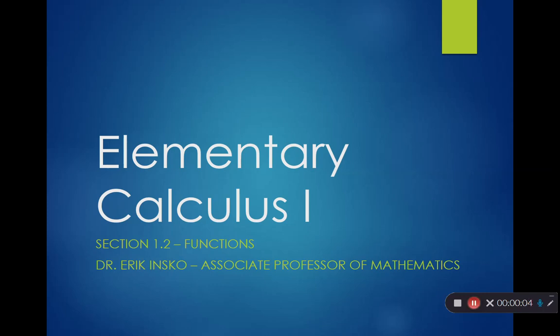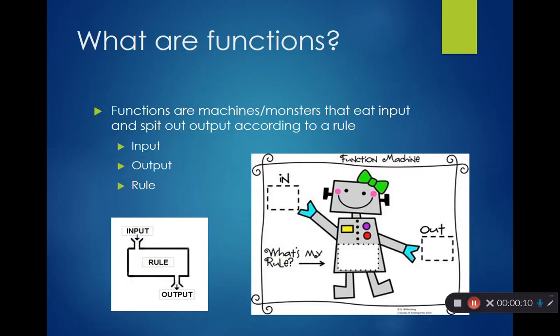So in section 1.2 we're going to be talking about functions and composition of functions. Now I just want to take a few minutes to talk about why we would care about such a thing. And what is a function? Well, a function is a machine or a monster that eats input and spits out output according to a rule. So the important three things here are input, output, and to get from the input to the output you have some type of rule.